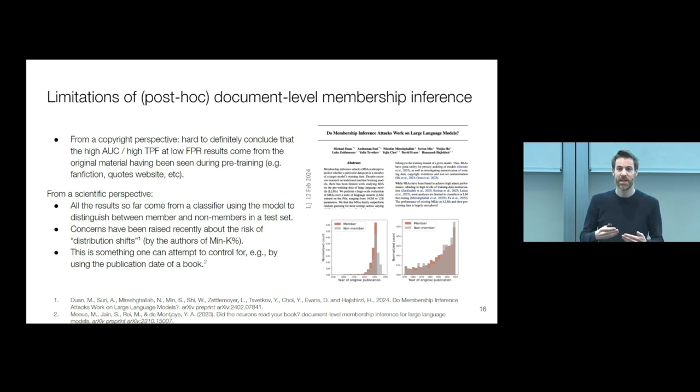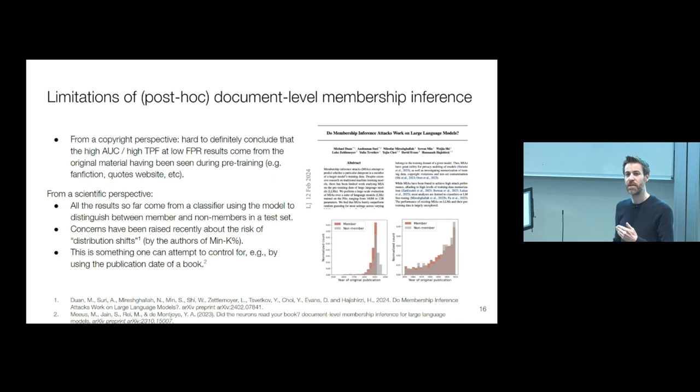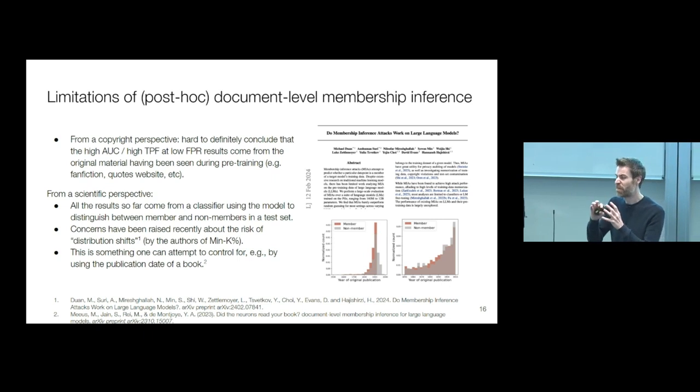So what's really difficult here is, where did the model learn this from? And can I definitely conclude that it learned that specific piece of knowledge from the original source, which is, in this case, the 1984 book?